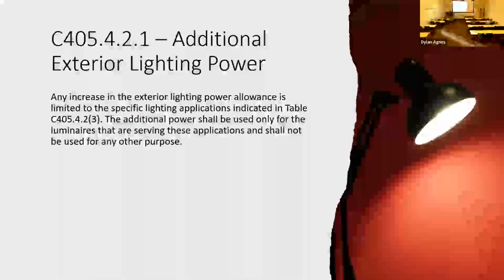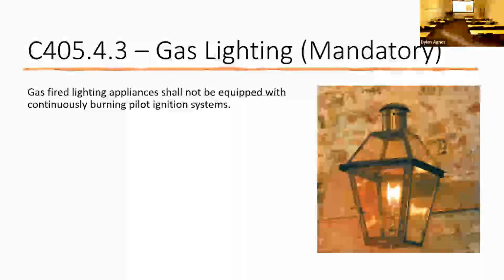Any increase in exterior lighting power allowance is limited to the specific lighting applications indicated in 405. Just like for the retail and the museum for the interior lighting power allowance, there's another table, I'm not going to show it, that also gives you additional lighting power that you can apply. And lastly, gas-fired lighting appliances shall not be equipped with continuously burning pilot ignition systems.